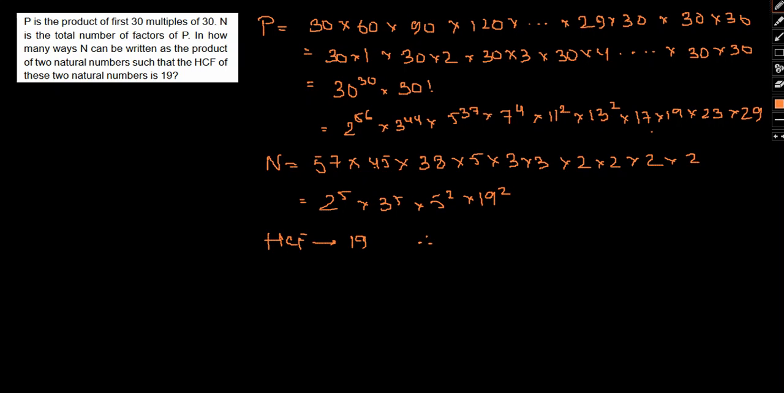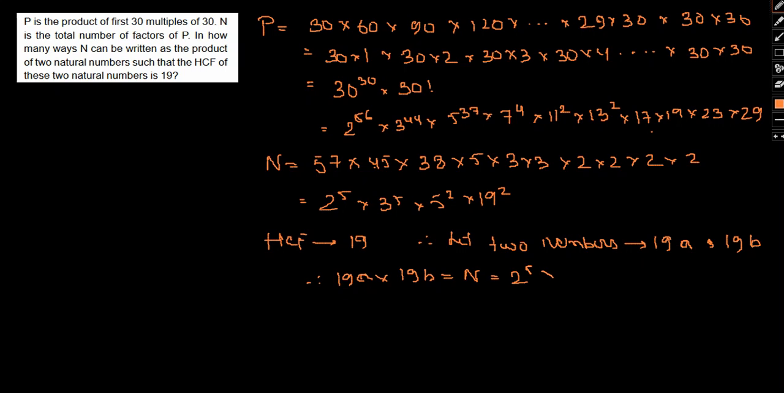19. Okay, so therefore let the two numbers be 19A and 19B. These are two numbers where A and B are basically prime to each other. So therefore what we can write is that 19A into 19B can be equal to n, which is equal to 2 to the power 5 into 3 to the power 5 into 5 square into 19 square. Okay, this is what we have.